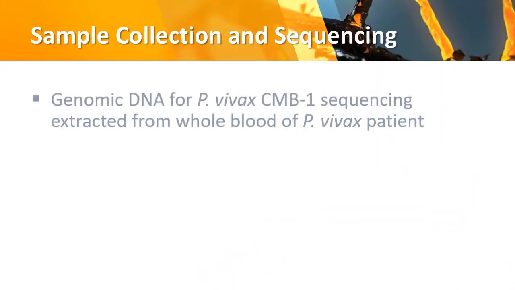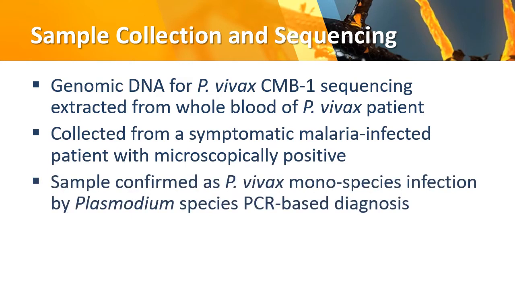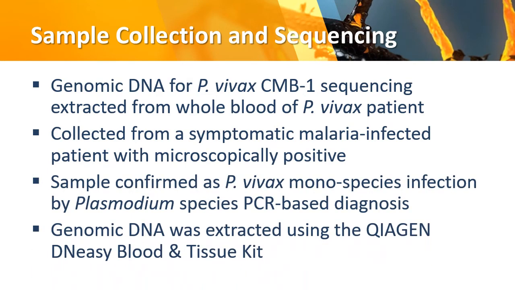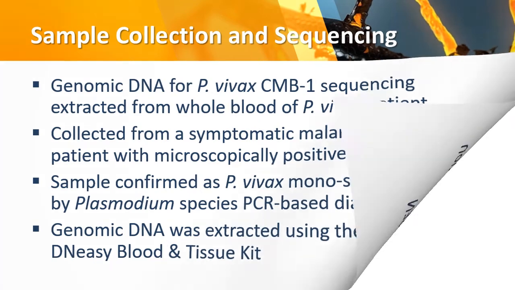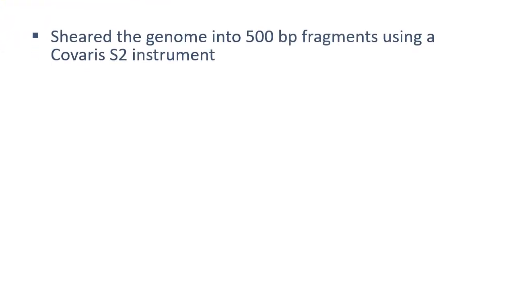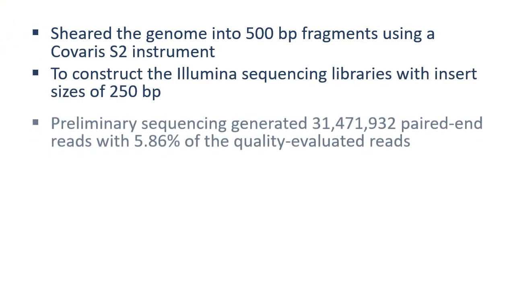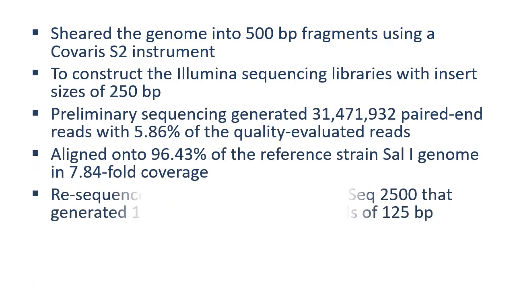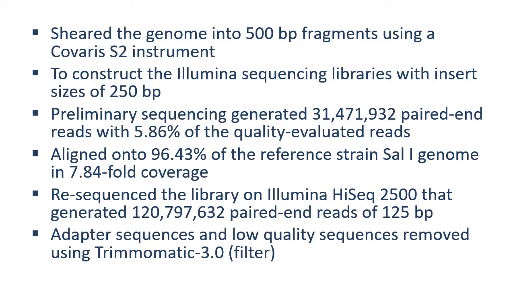Sample collection is done by extracting the blood of malaria-infected patients. The sample is confirmed as Plasmodium vivax monospecies infection by PCR-based diagnosis, and the DNA was extracted using a Qiagen DNeasy blood and tissue kit. Then the genome was sheared into 500 base pair fragments using a Covaris S2 instrument to construct the Illumina sequencing library, with an insert size of 250 base pairs. Adapter sequences and low quality sequences were removed using Trimmomatic 3.0.